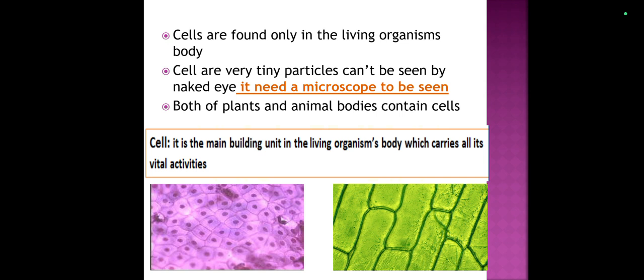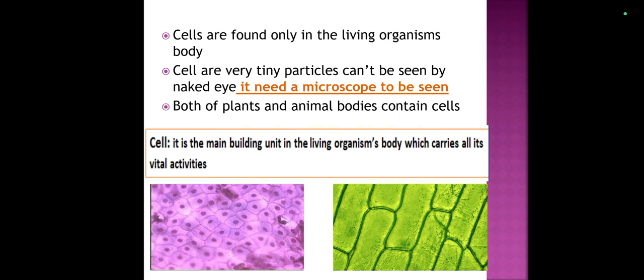So what is meant by a cell? Let's make a definition. A cell is the main building unit, the smallest building unit of the living organism's body, that carries out all its vital activities. This is the part that is responsible for carrying out these vital activities.